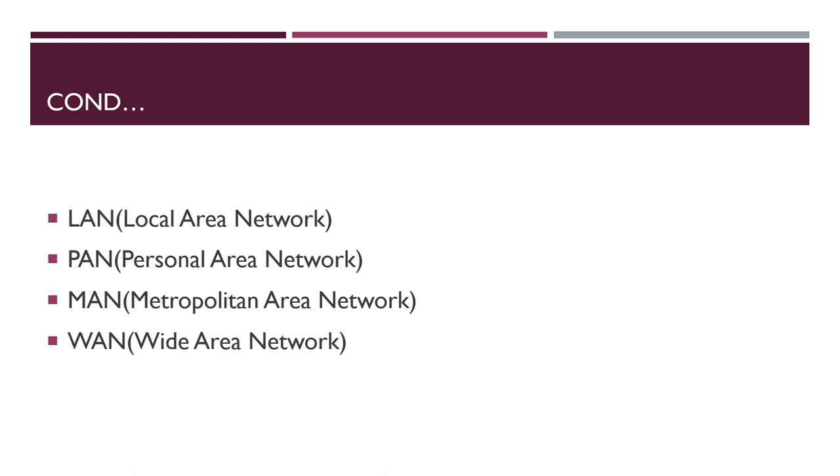The first one, local area network, second one, personal area network, third one, metropolitan area network, and fourth one, wide area network. LAN, PAN, MAN, and WAN. We started with the topic of computer network, then went through the terminologies, and we saw what is meant by wired and wireless networks, and now we are at the types of networks. Many types exist, but basically these four types play the major role.